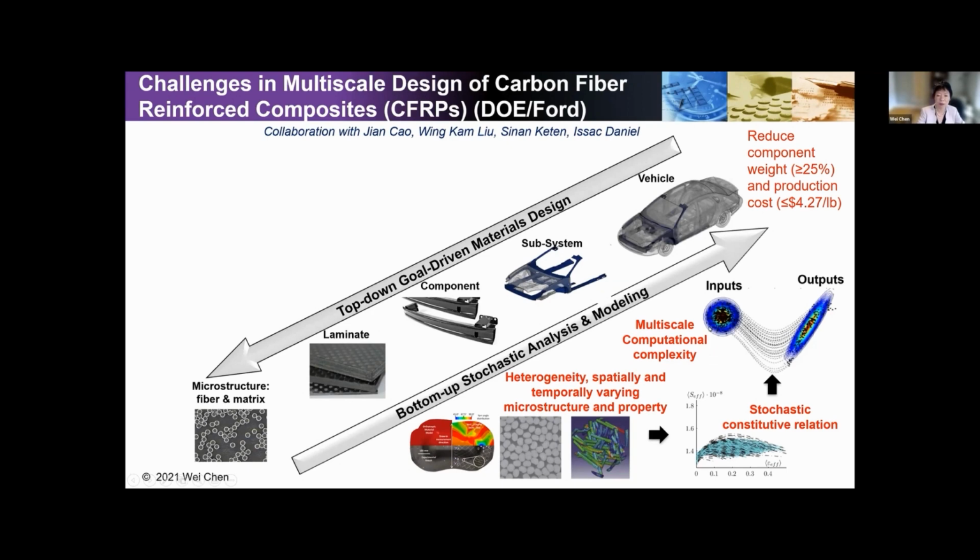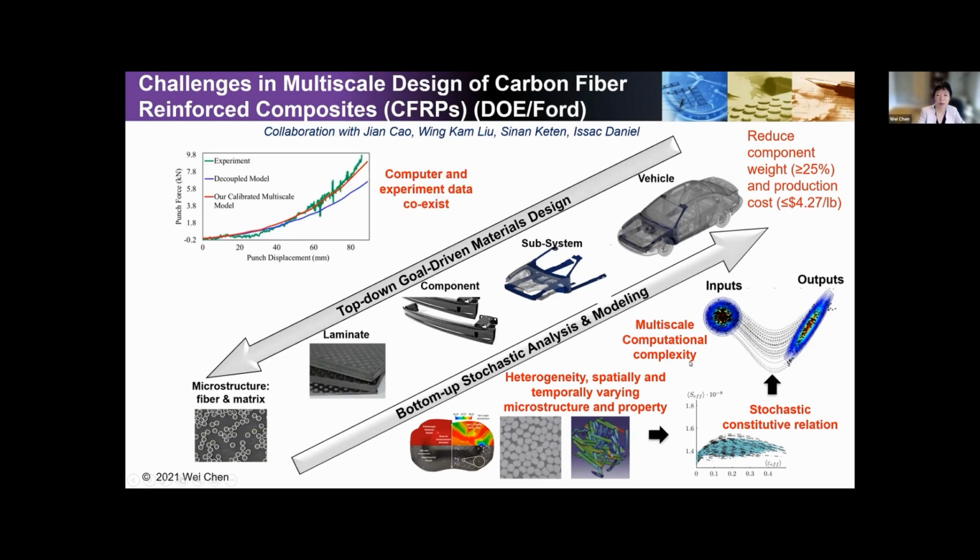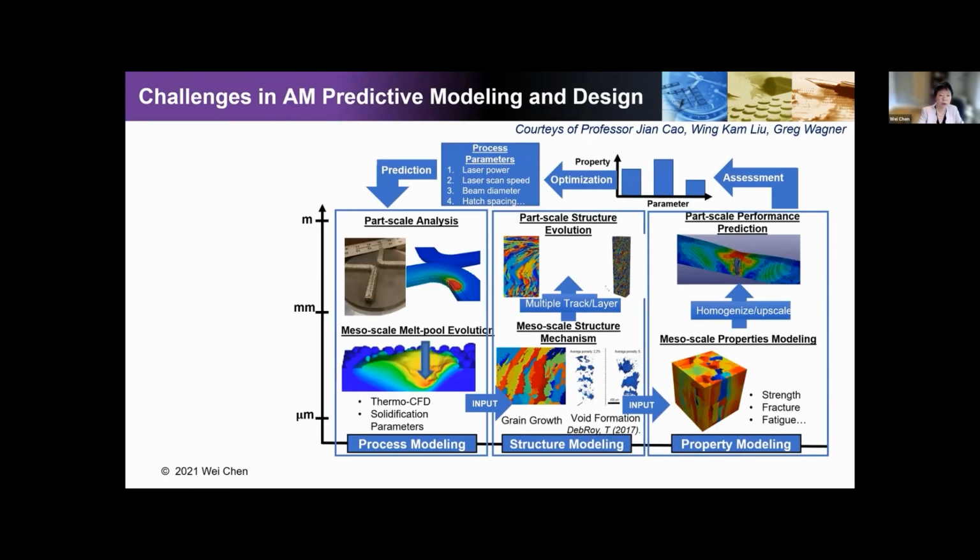So associated with this is the multiscale computational complexity. Oftentimes, using the computer model itself is not sufficient to predict the behavior. So we also have to combine the data from the experiment to calibrate our model for better prediction. Similar challenges also exist in another example I'm showing here, additive manufacturing.